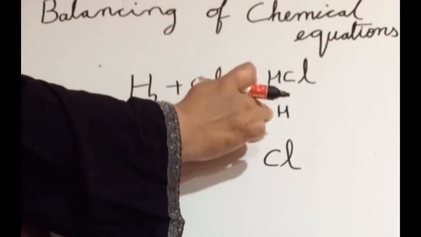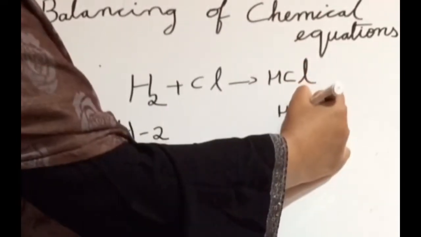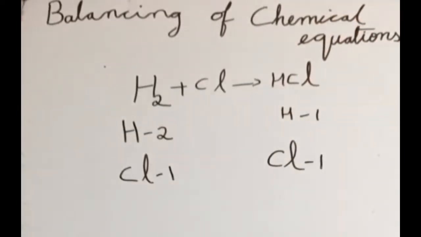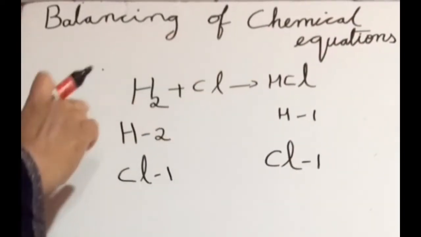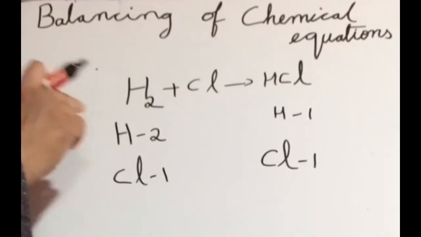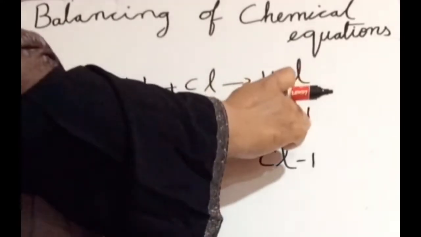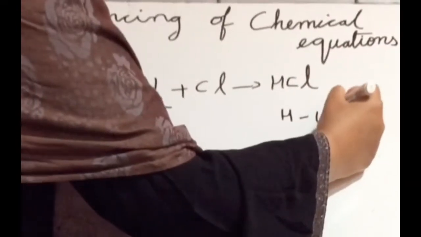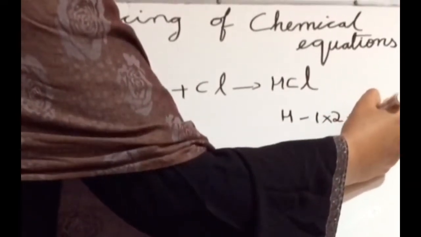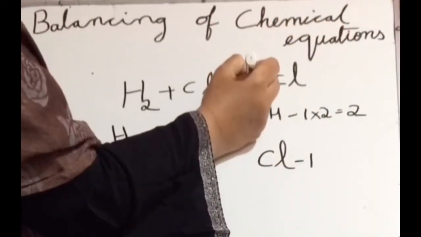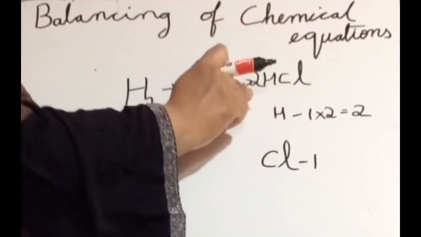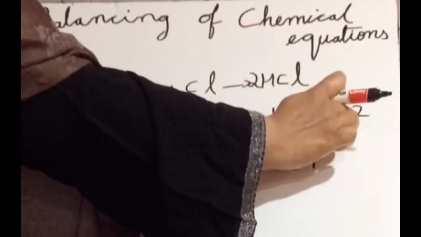Here how many atoms of hydrogen? 1. So I write here 1. What about chlorine? Here also it is 1. Next you have to see how many atoms of hydrogen there are. Second step. Here you have 2, here you have 1. So what I do is I multiply this into 2. So how much do I get? 2. This 2 I should put on the left hand side. You should not add anything on the right hand side. Whatever it is, that should be added on the left hand side. This I put as 2.